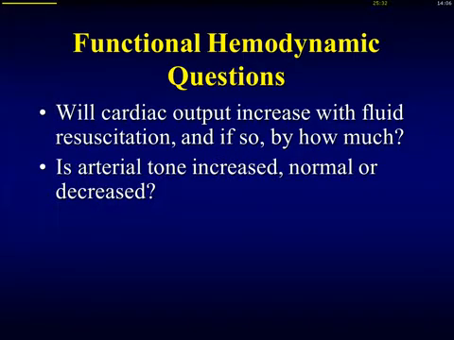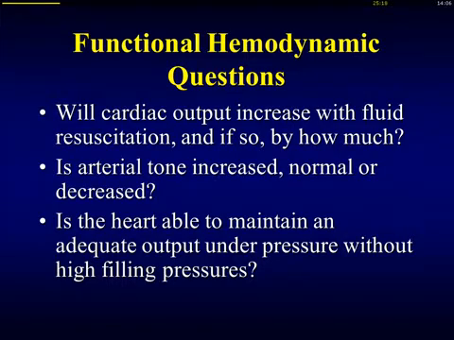Second question is arterial tone increased, decreased, or normal? And the reason I want to know that is if I have hypotension, what will increase mean arterial pressure? Because I need a high enough mean arterial pressure to maintain organ perfusion and blood flow to the vital organs. And finally, is the heart able to maintain that flow under a certain perfusion pressure without going into failure? And I submit to you that these are the 3 primary physiologic questions you ask of the cardiovascular system in the management of your patient in shock.